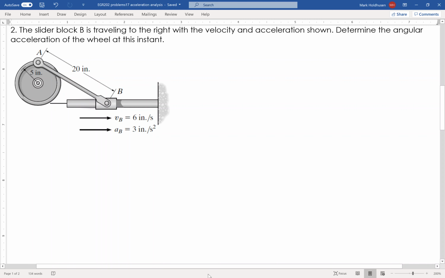All right, I know the motion of the slider B. From that, given the setup, I want to figure out the angular acceleration of the wheel. So essentially I'm going to use AB as my linking.